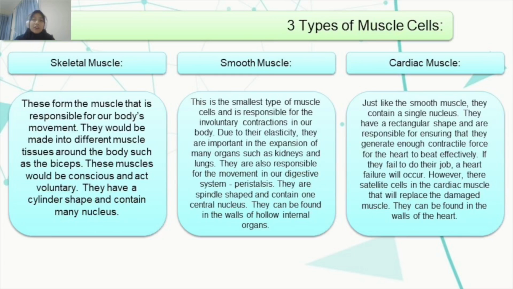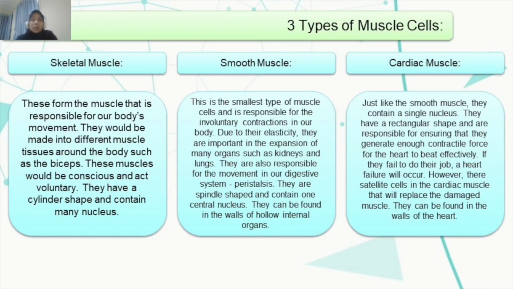And lastly, we have the cardiac muscles, and they are like smooth muscles in terms of the contractions they do, which is involuntary. And their key role is to generate enough contractile force so that the heart can beat effectively. This way, they can work together in unison, causing enough pressure for the blood to go around the body. That is all about the muscle cells for now.